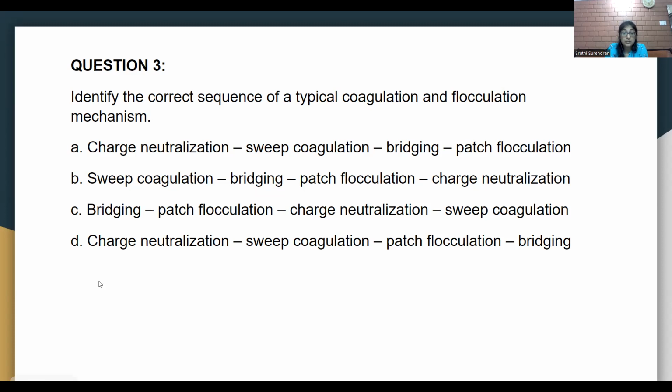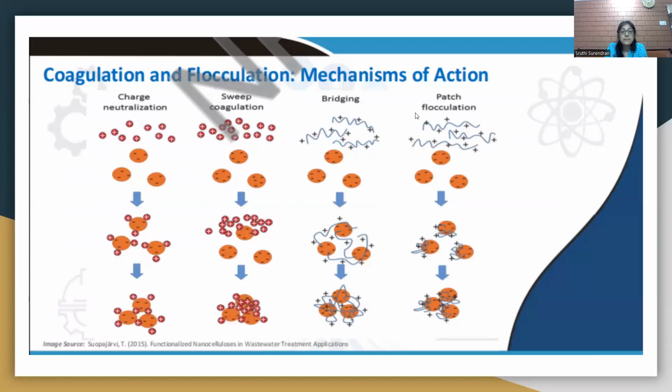Okay, I'll move on to the answer. So, if you see here, the coagulation and flocculation happens in this sequence. First, the charge neutralization will occur. Then, sweep coagulation will occur. After that, bridging occurs, and then the patch flocculation will occur.